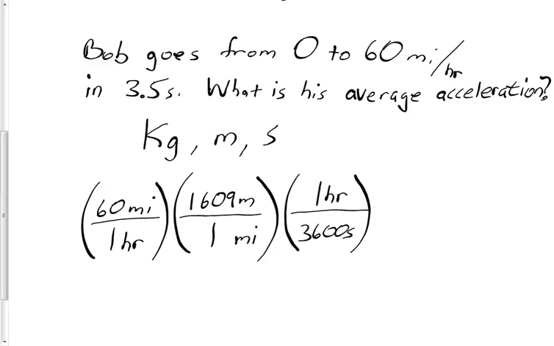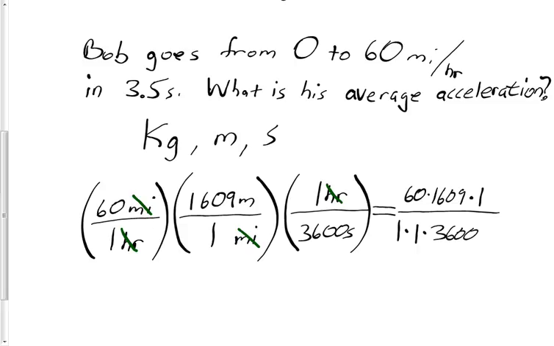Yes, you could go into minutes and then convert minutes to seconds, but frankly, let's just do this in one shot and simply memorize that 60 times 60 is 3,600. So 1 hour has 3,600 seconds in it. Hours are canceled out, miles are canceled out, and now we just multiply everything through and come up with an answer. So we have essentially 60 times 1,609 times 1 divided by 1 times 3,600. Again, the units will be meters and seconds.